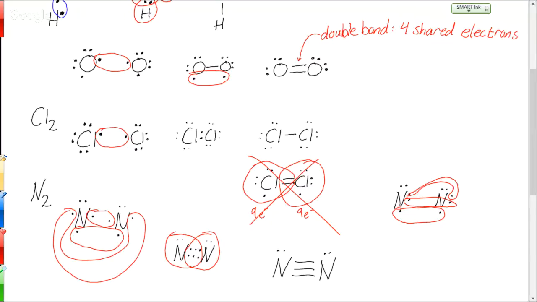In fact, drawing all the dots in the individual atoms doesn't really matter at all. What we want is to be able to ultimately draw a structure that has the appropriate number of bonds and electrons and things. So however you get to that point is fine. Yeah, good question. Thanks.